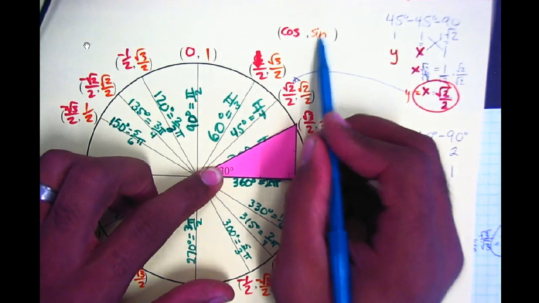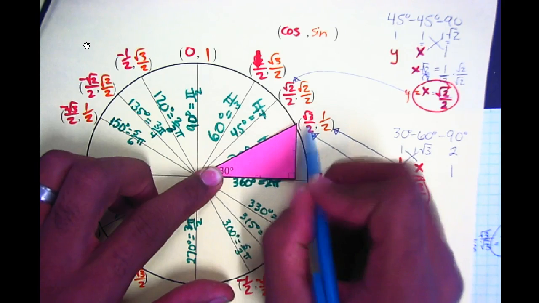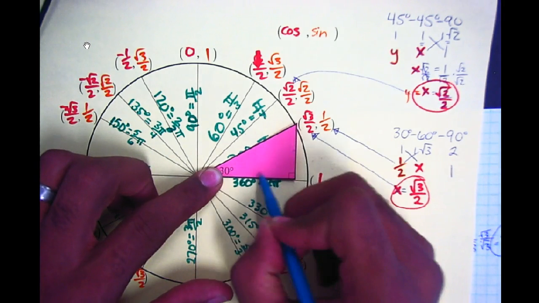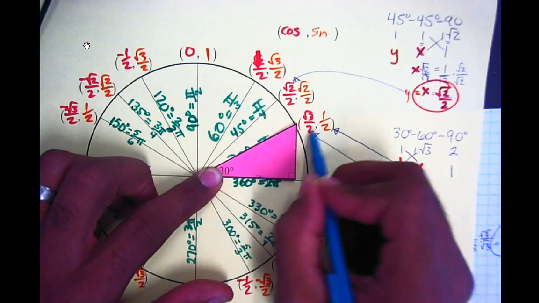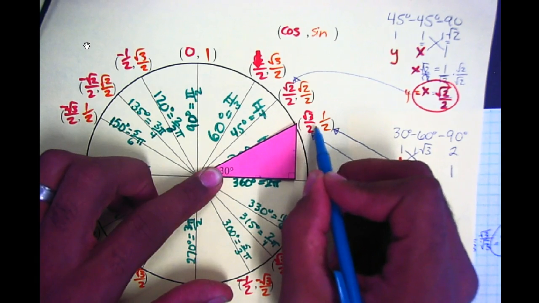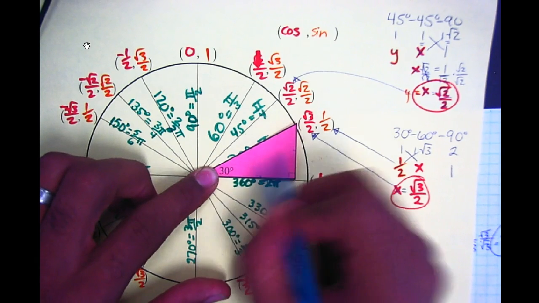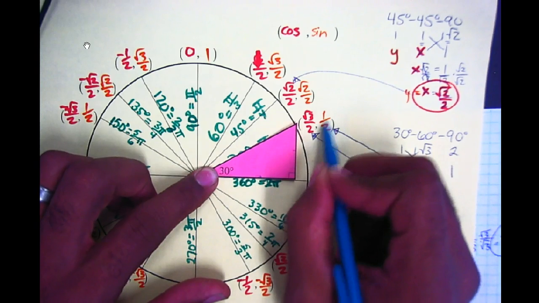So that's another quick way you can reference this, is saying, oh, well, if it's cosine of 30, well, I know then that is the adjacent side, which is our x value, root 3 over 2. If it's sine of 30, then that's the opposite side, which is the y value, which is 1 over 2.